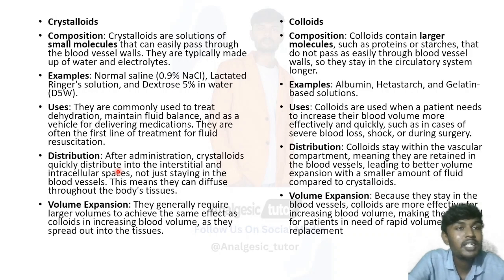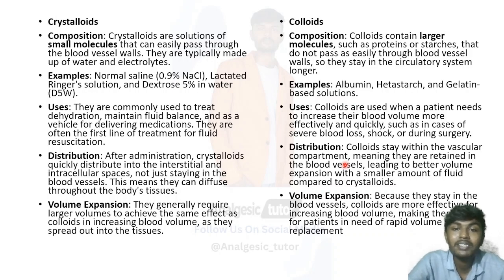When it comes to distribution, crystalloids quickly distribute into the interstitial and intracellular spaces, not staying in the blood vessels. They can also diffuse throughout the body tissues. When it comes to colloid distribution, colloids only stay in the blood vascular compartment. So this helps to increase the volume of blood. This helps in expansion. When we infuse these colloids into the bloodstream, they stay within the vascular compartment. That's the reason we prefer colloids over crystalloids.